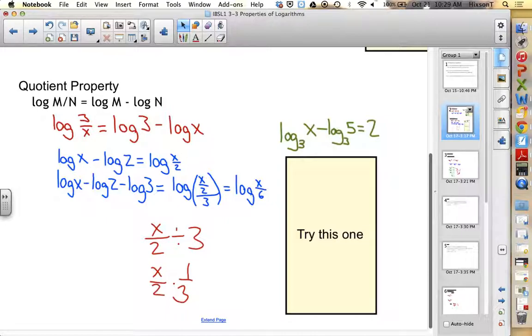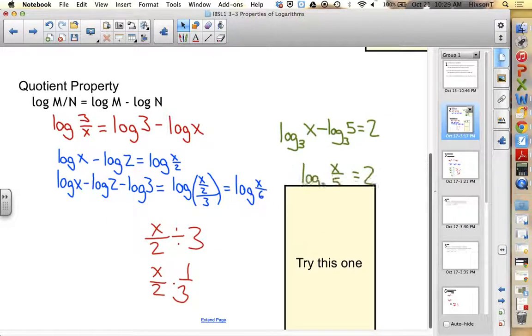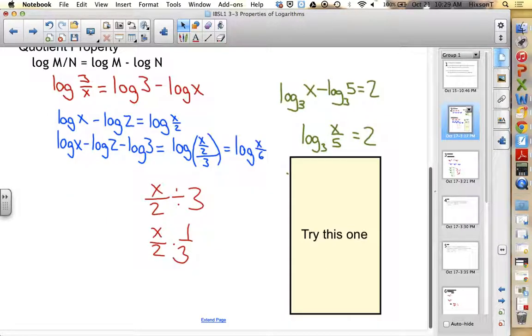Alright, so let's work our way through solving this equation here. The log base 3 of x minus the log base 3 of 5 is the log base 3 of x over 5. Alright, the log base 3 of x over 5 equals 2. Now we can rewrite it. Good. 3 squared.